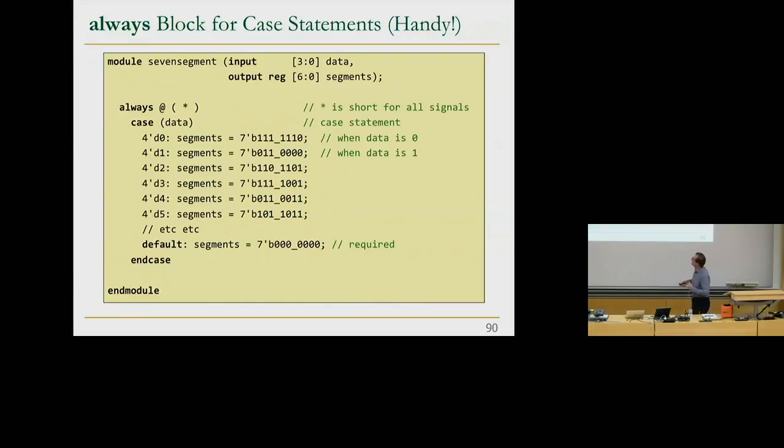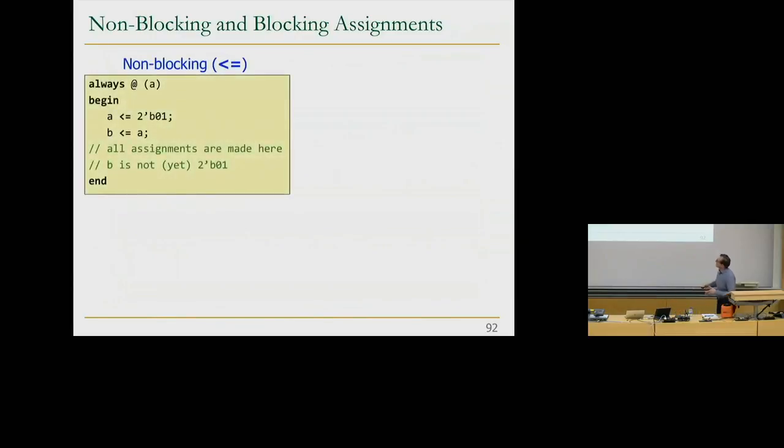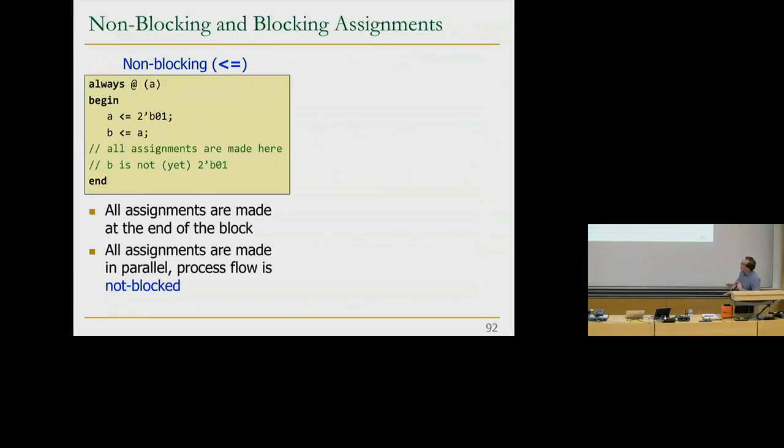Okay, so non-blocking and blocking assignment. You're at the right point. Non-blocking means that all assignments are made at the end of the block, or when you see a blocking assignment. Basically, these are concurrent, meaning that this one uses the old value of A, not the new value that is assigned, while this is being assigned also. That's the key in non-blocking: all assignments are made at the end of the block, all in parallel, and process flow is not locked.